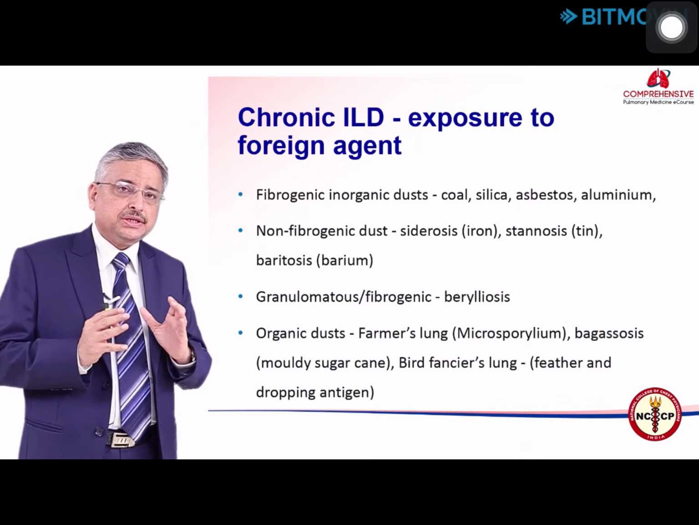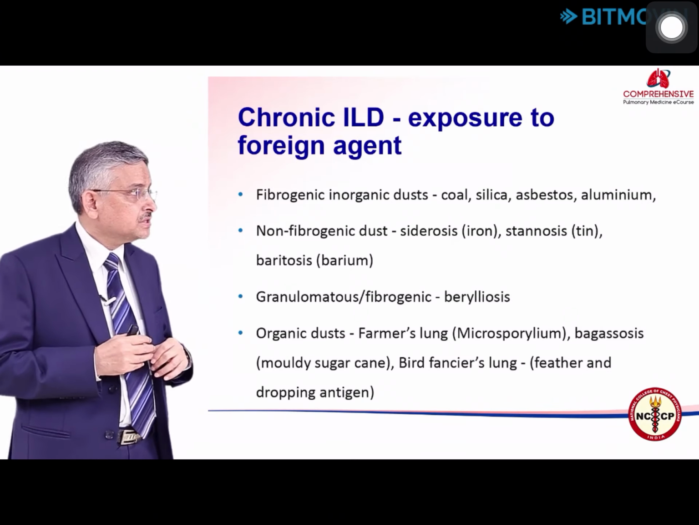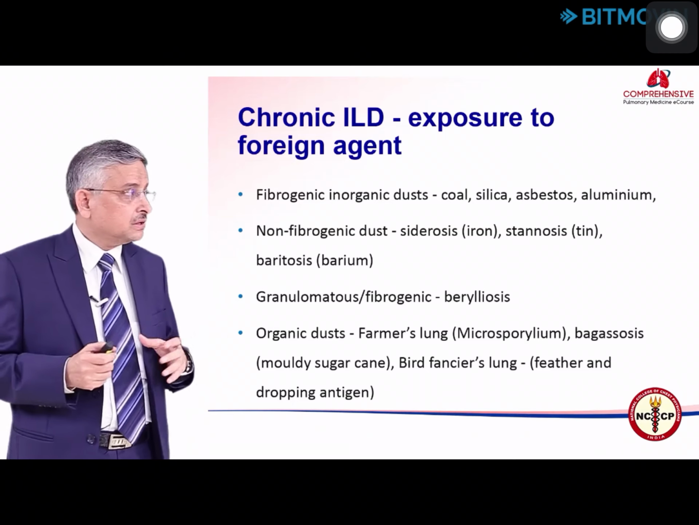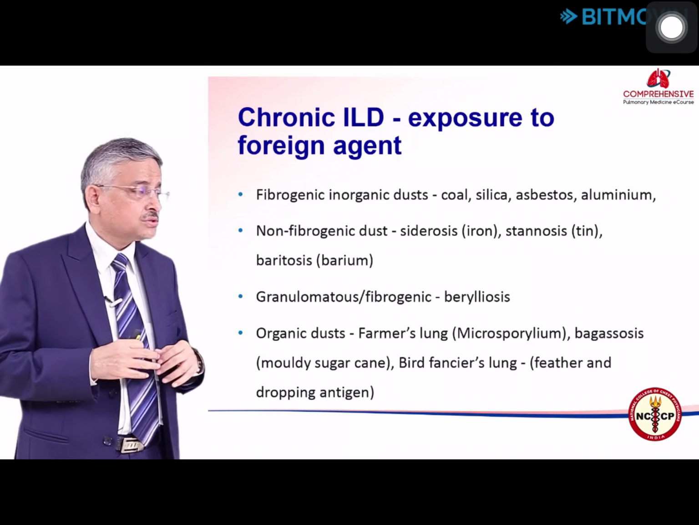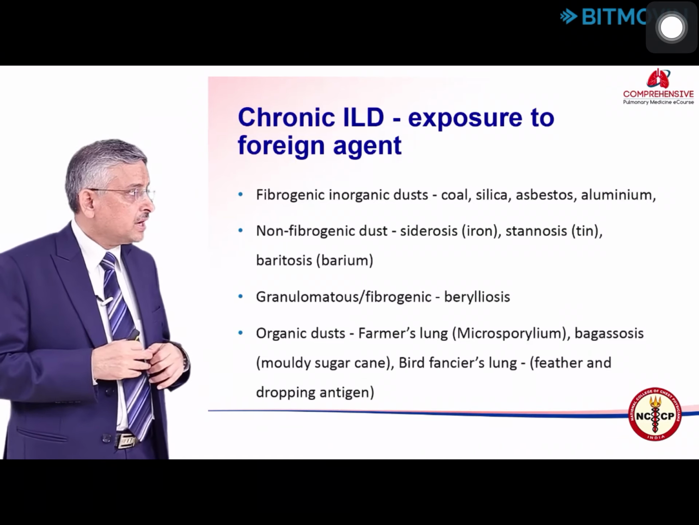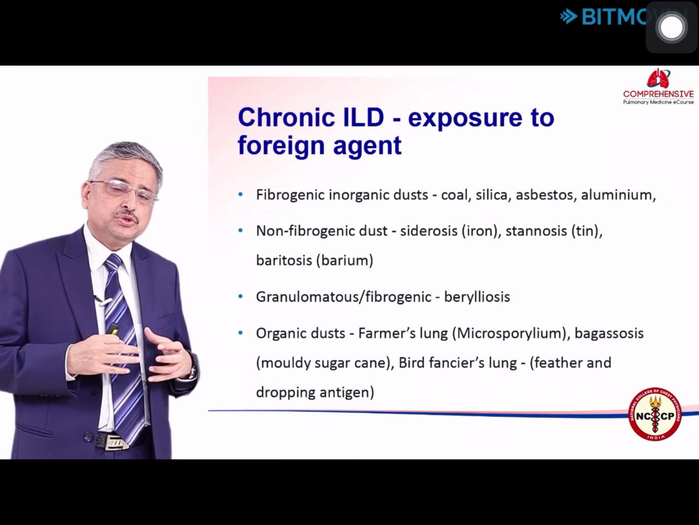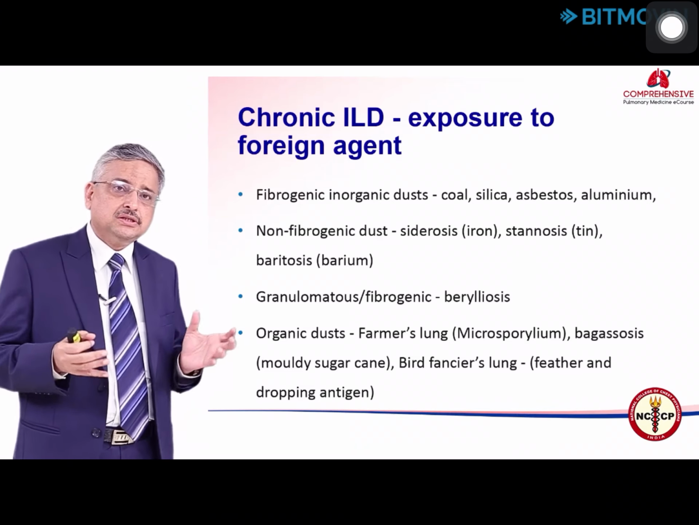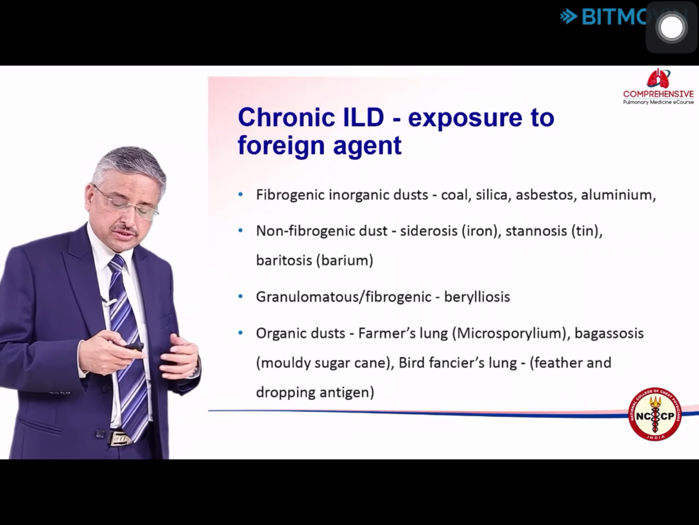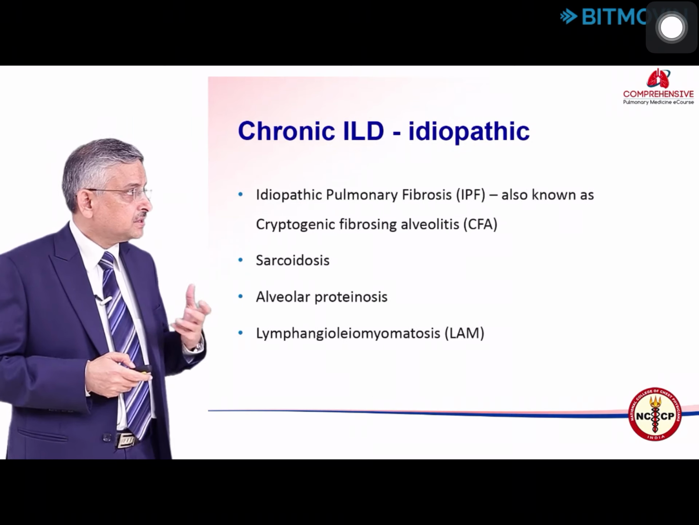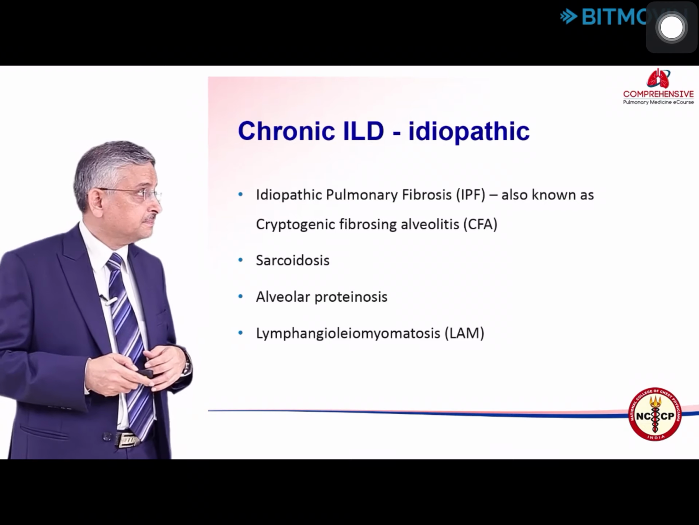Another important section which we need to keep in mind is exposure related interstitial lung disease. So, it is important to take a history of exposure, and then this can be related to coal, silica, asbestosis and aluminum. You can have non-fibrogenic dust exposure like siderosis, you can have granulomatous or fibrogenic dust exposure like berylliosis, and then the classical organic dust exposure, which is the farmer's lung, the bird fancier's lung. All of them can lead to a picture of hypersensitivity pneumonitis, where there is interstitial lung disease with airway involvement. So, you have interstitial lung disease with air trapping, bronchiolitis, which classically suggests a diagnosis of hypersensitivity pneumonitis. And then we have the chronic ILDs which may be idiopathic in nature like IPF, sarcoid, alveolar proteinosis and LAM.